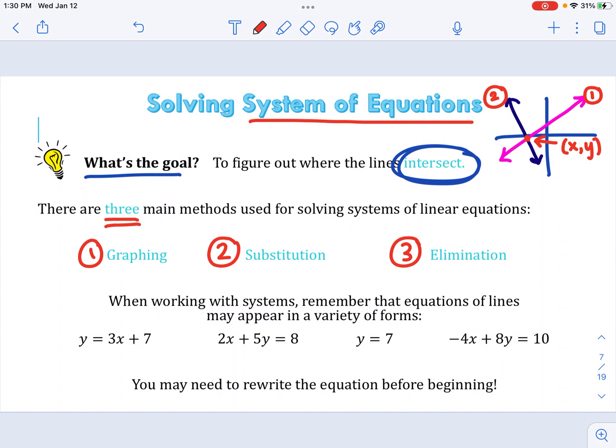When working with systems, remember that equations of lines may appear in a variety of forms. Sometimes you might get a nice slope-intercept form. Sometimes we might have standard form. Sometimes you might recognize vertical or horizontal lines. And other times we might need to manipulate an equation to put it into standard form or slope-intercept form. So really feeling flexible today with being presented with multiple linear functions in different forms is going to be really useful.